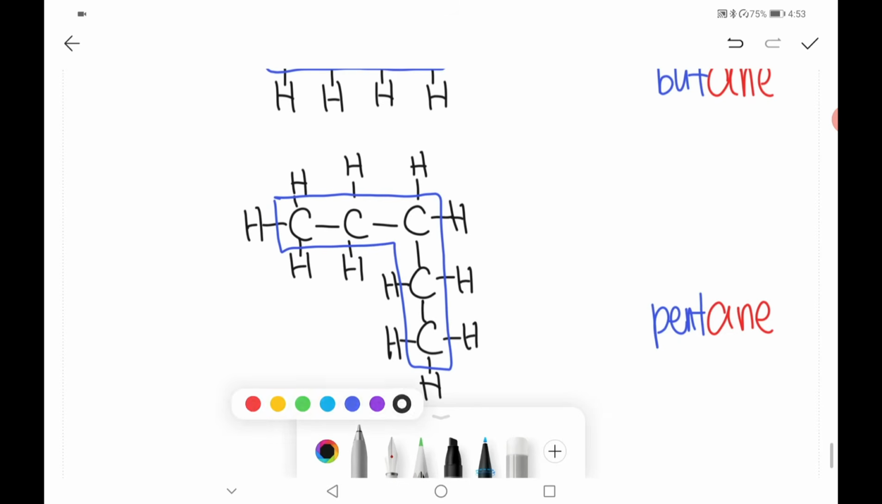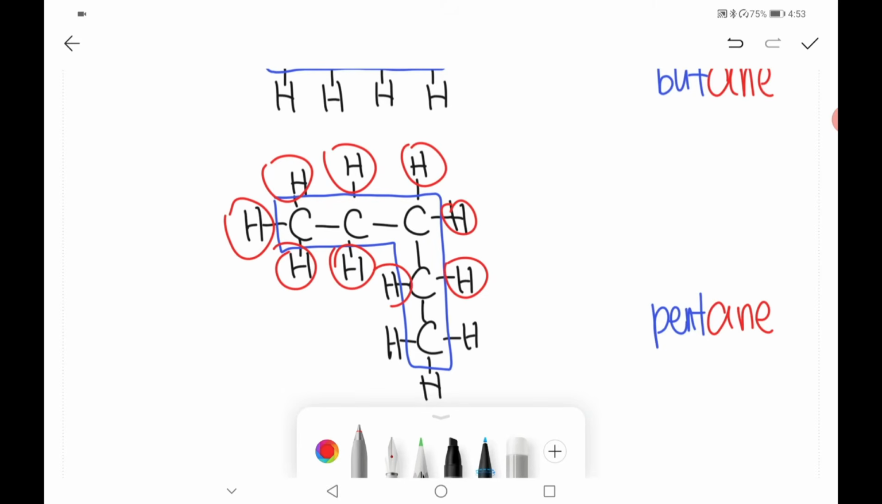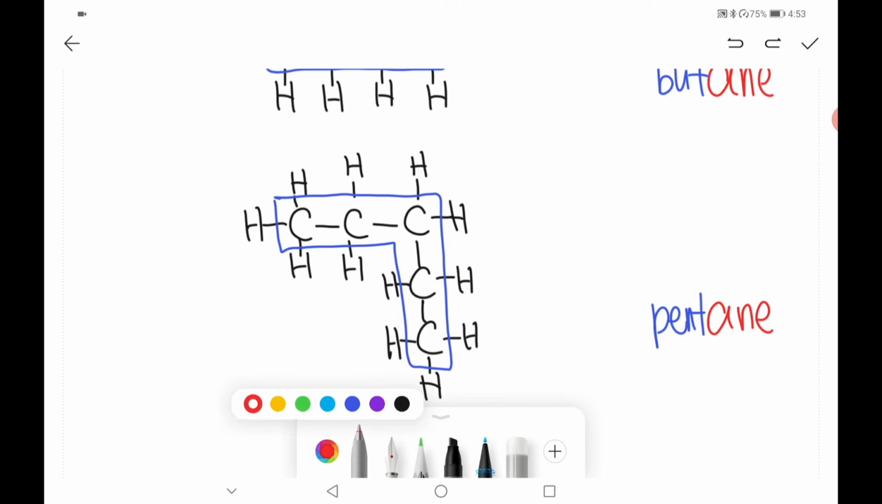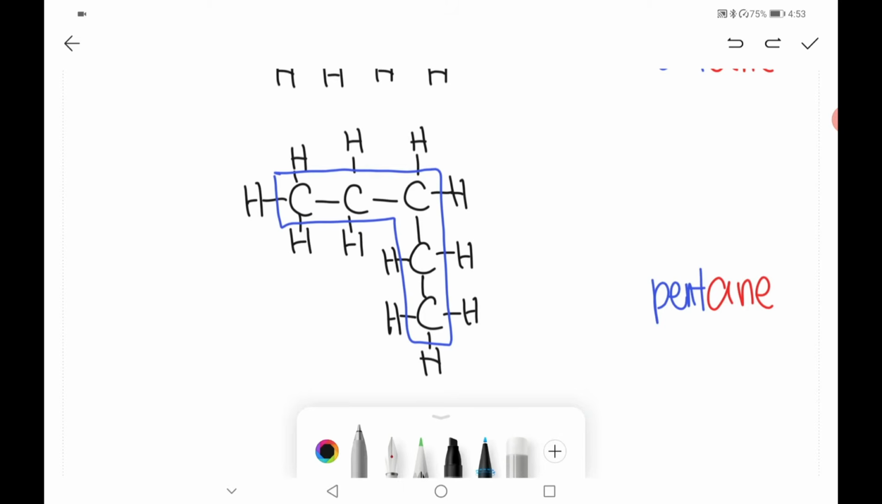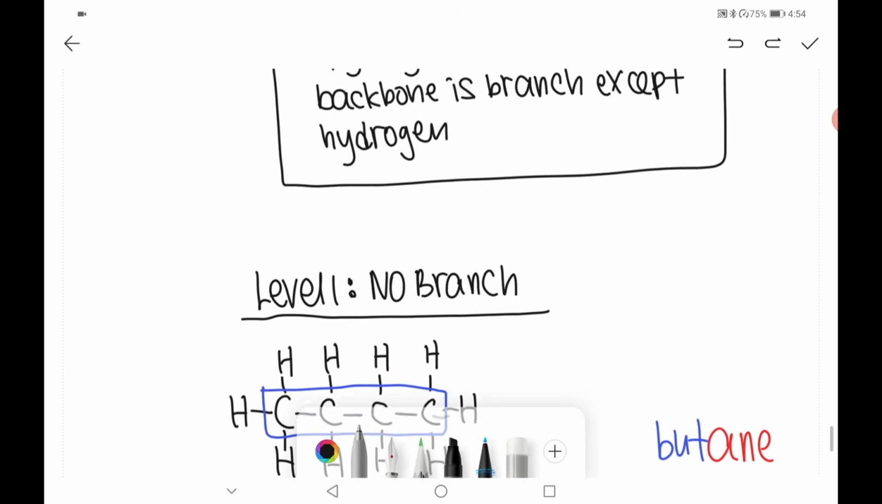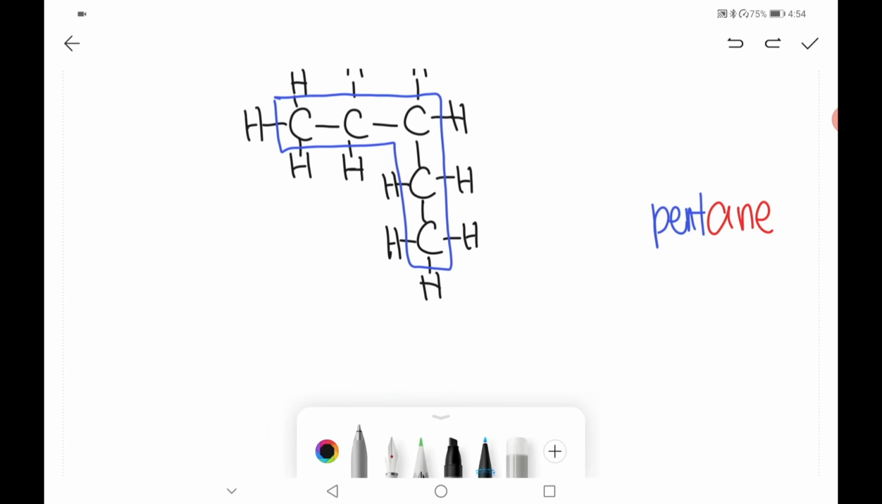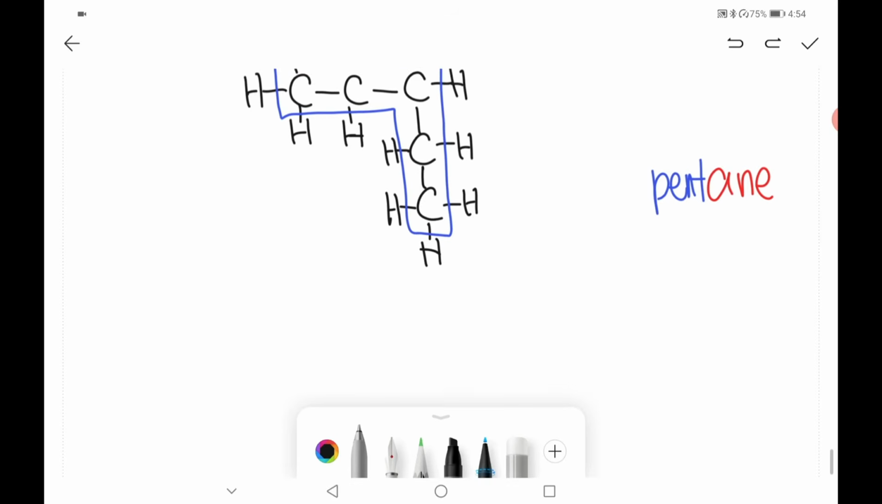Do you see any branch for this question? Outside the backbone there is only hydrogen, and hydrogen is not a branch. So we don't have any branch. When we don't have any branch, you can stop here. The name is pentane. That's it. Level 1 is very simple and very straightforward.